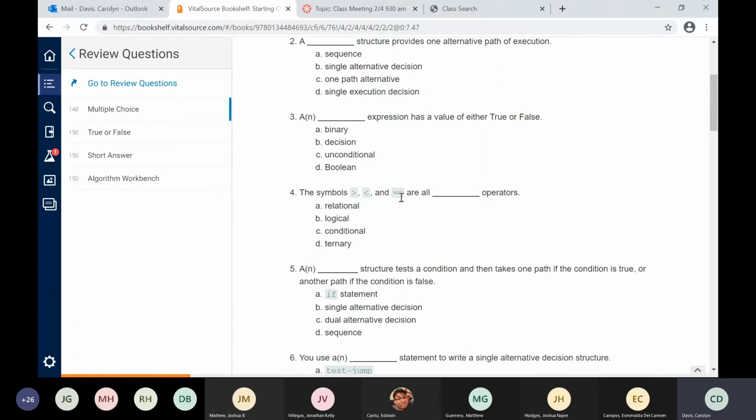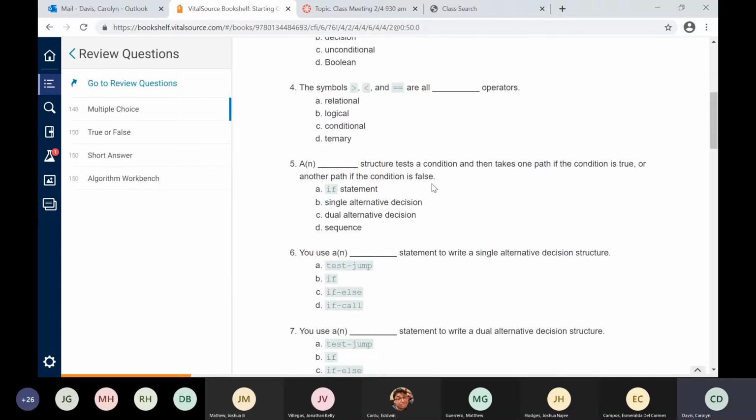These symbols are what kind of operators? These are relational operators. 4A, because you're trying to determine a relationship between two things. Relational. 5. A blank structure tests a condition and then takes one path if the condition is true or another path if the condition is false. Dual alternative decision. I don't know why he calls these such big names. 5C.